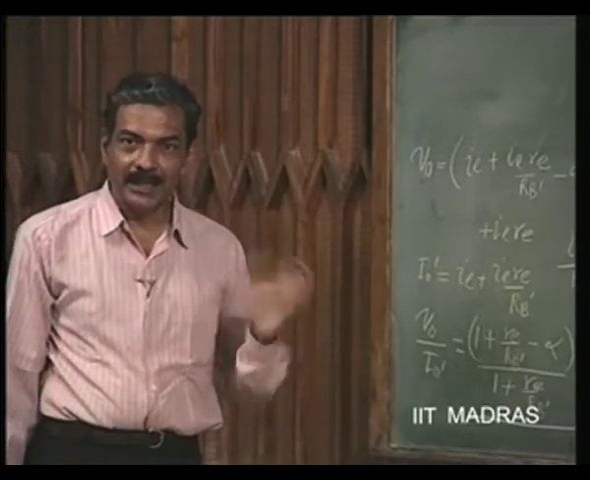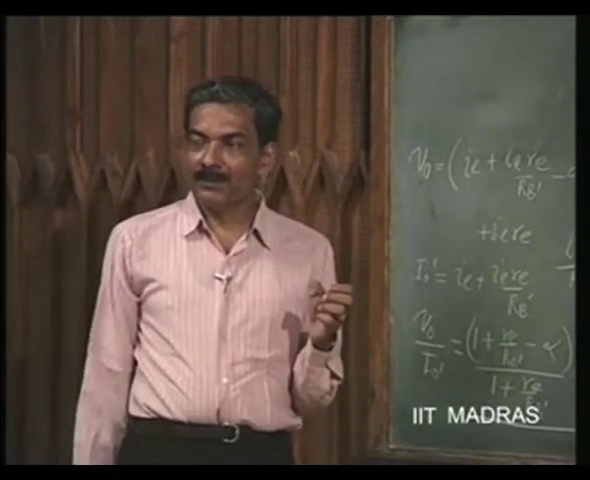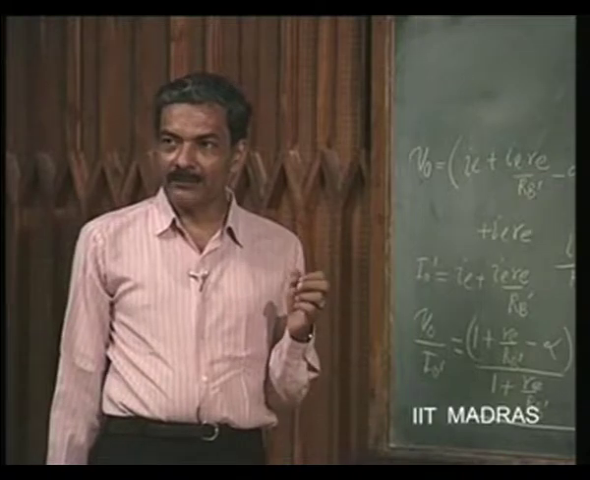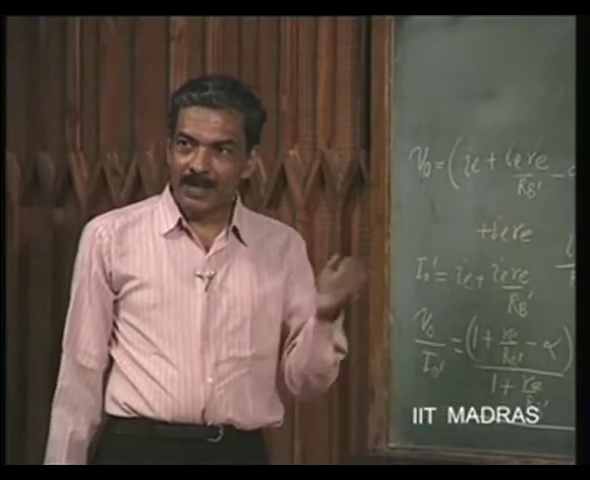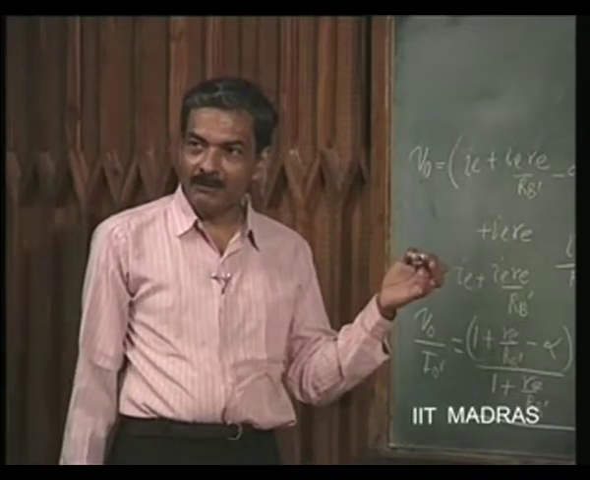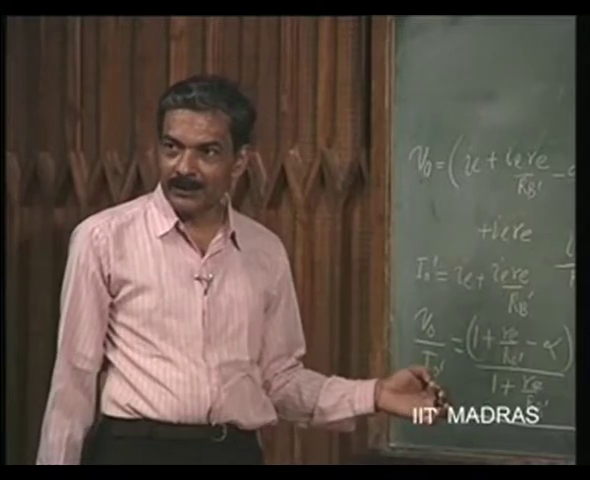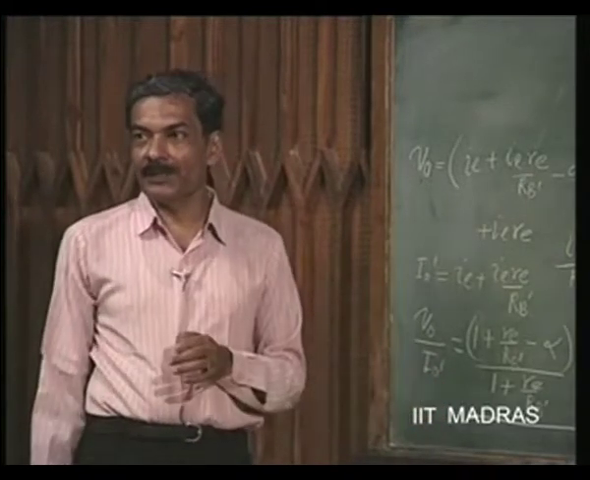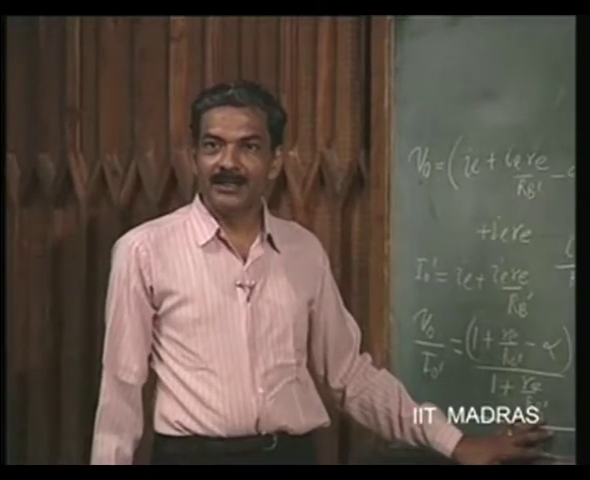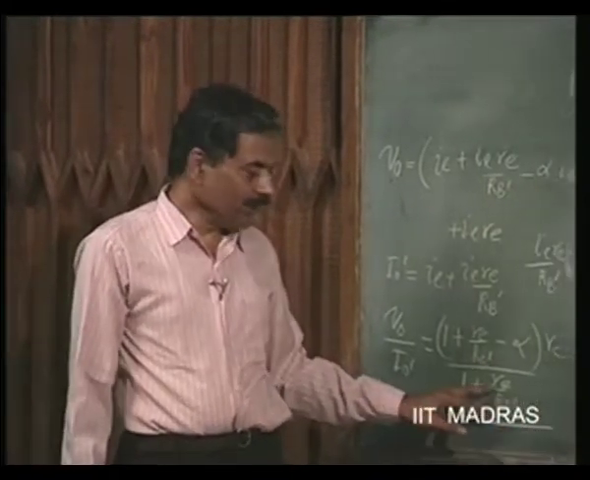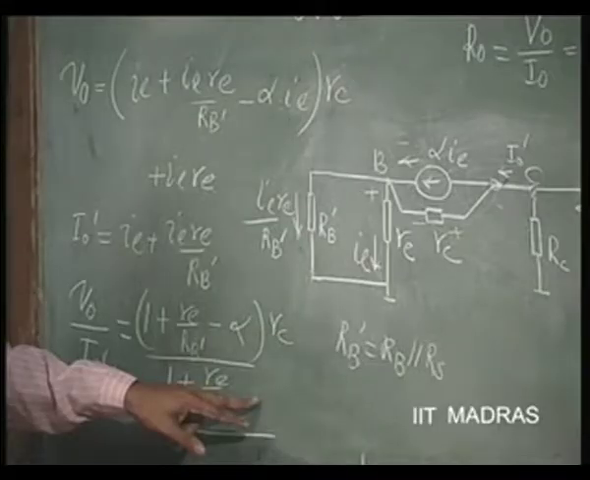Why I am saying any transistor amplifier: a general transistor amplifier can be considered as one with a resistance from emitter to ground and another resistance from base to ground. We already have a resistance from base to ground. Suppose you have a resistance from emitter to ground, let us say capital RE, then this expression remains essentially the same, except that RE has to be changed to RE plus capital RE.